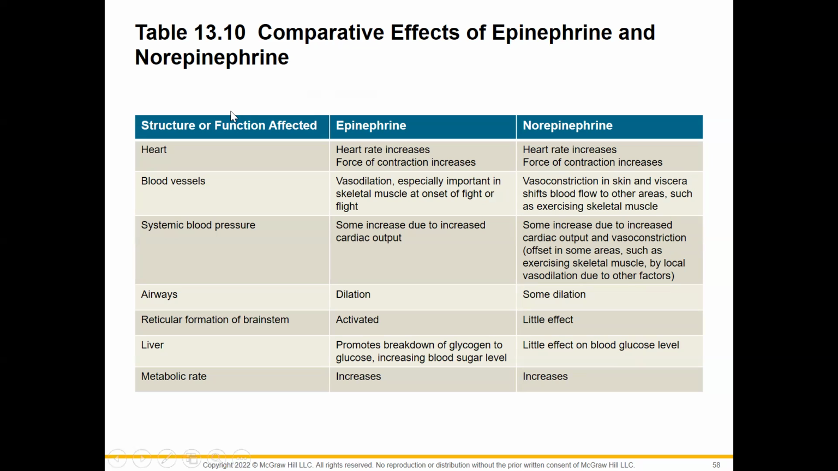Let's talk about comparative effects of epinephrine and norepinephrine. So we know that the adrenals produce epinephrine and norepinephrine. Epinephrine is also called adrenaline. Norepinephrine is also called noradrenaline. And now you can see more specifically how these two hormones are similar and in what ways they are different. They are very, very similar. So make sure that you are looking at this chart so that you can see the difference between epinephrine and norepinephrine and how both of these hormones will affect other organs, other processes in the body.